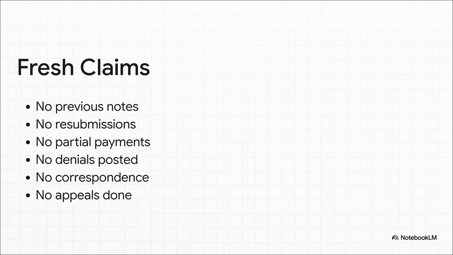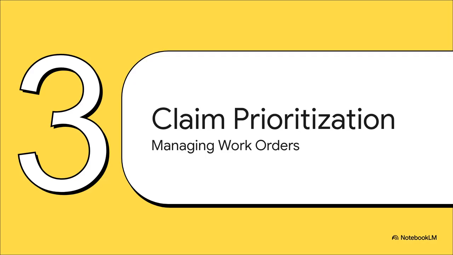But wait, before you dive in and take action, you need to know exactly what kind of claim you're dealing with. Is it a fresh claim, or is it pre-worked? Because honestly, that dictates your entire resolution strategy. A clean, fresh claim is basically a blank slate. There are no previous notes in the comments screen, no resubmissions in the history. You won't see partial payments, posted denials, correspondence, or previous appeals. If you see literally any of these signs, you're dealing with a pre-worked claim. That means someone else has already touched it, and you have to carefully review their work before you take your next step.